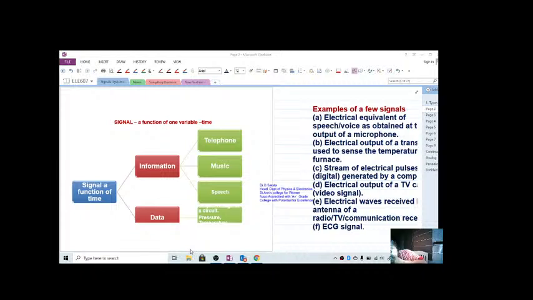So now let us try to understand what are the different types of signals. A few examples of the signals are the electrical equivalent of a speech or voice as obtained at the output of a microphone. Okay? And electrical output used to sense the temperature of a furnace, or TV signals. All these are signals. Very importantly, ECG signal also is a signal.